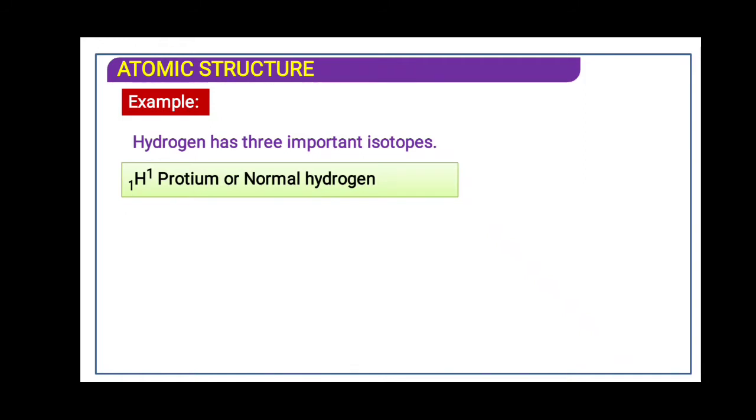The first isotope of hydrogen is called normal hydrogen, that is called protium. Why? This is the only element in the periodic table with no neutron. Neutron is absent in the hydrogen atom with the mass number 1, which is written on the top, indicating capital A, that is mass number.